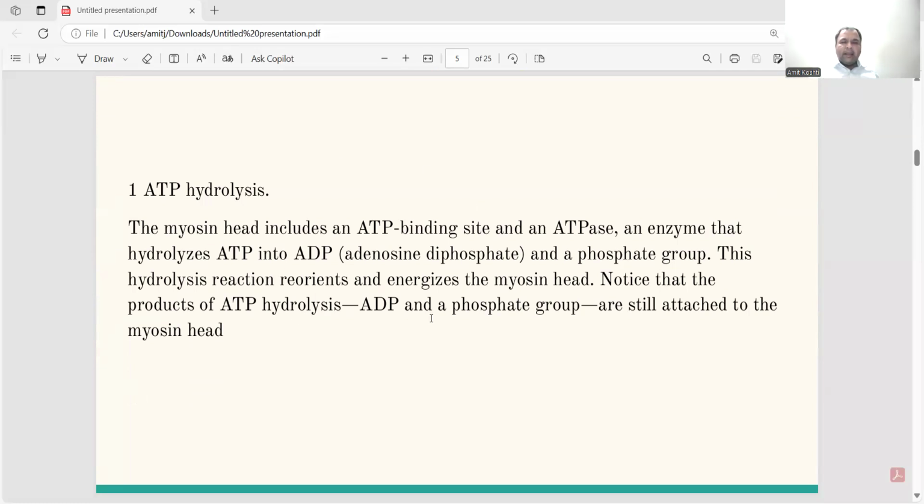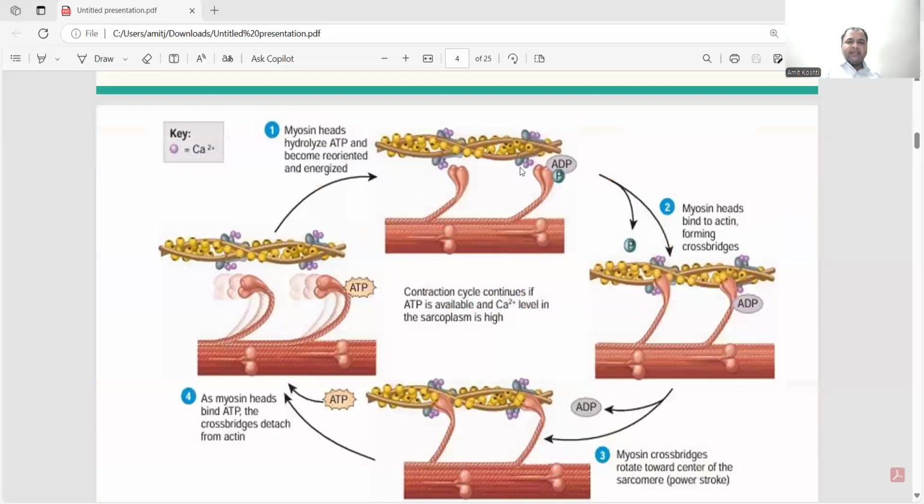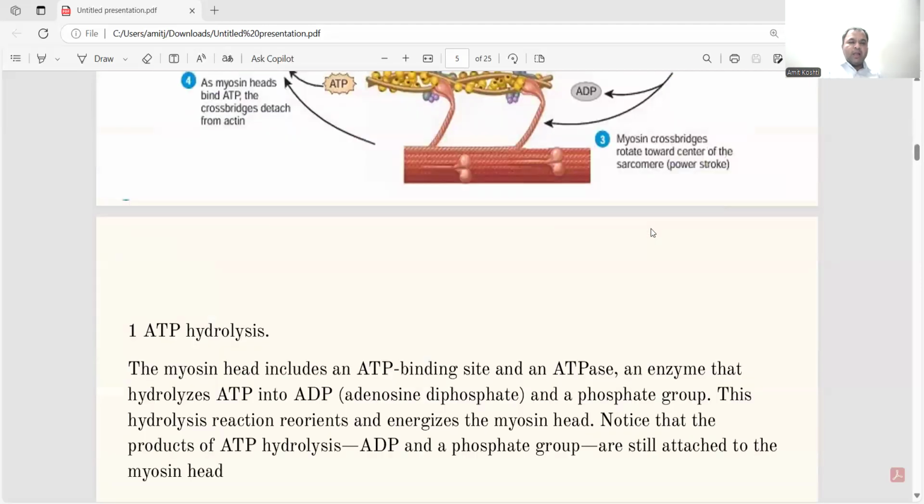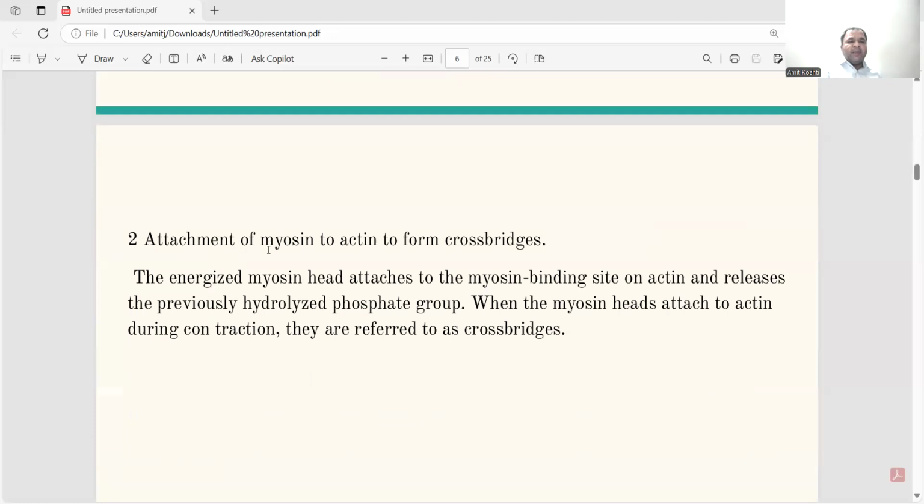Now, both the ADP and phosphate group remain attached to the myosin head. At this stage, we say the myosin head is energized. Now, the next step: the energized myosin head in the ADP state gets attached to the actin molecule. But before that, what will happen? The phosphate will be released. So now in the second step, the myosin attaches to actin to form the cross bridge.